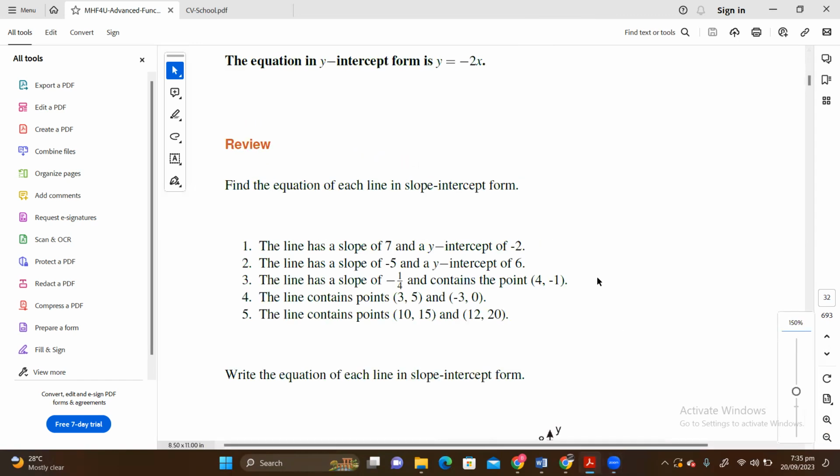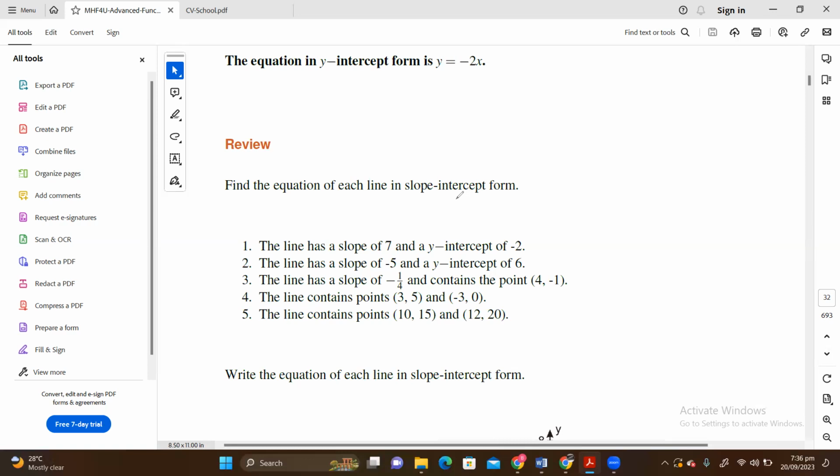So what do you have to find? Find the equation of the line in slope intercept form. We have to find the slope intercept form. This is the slope intercept form, y minus y naught is equal to m times x minus x naught, with y-intercept minus 2 and m equal to 7. So the first one is y plus 2 is equal to 7 times x minus x naught.